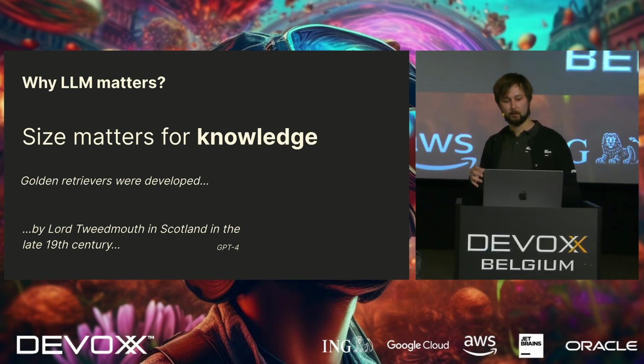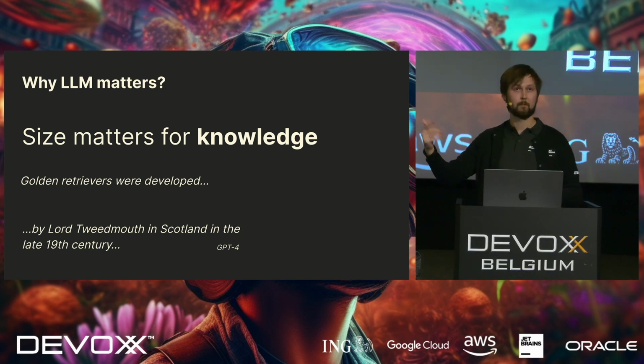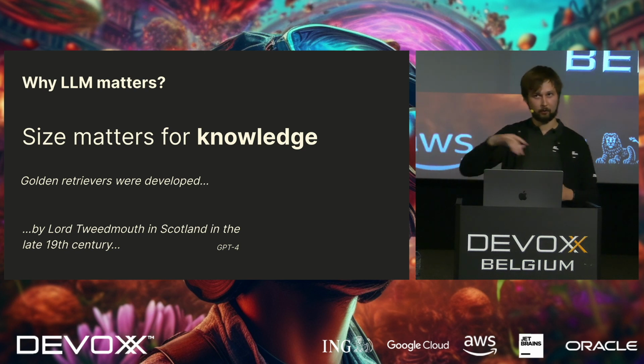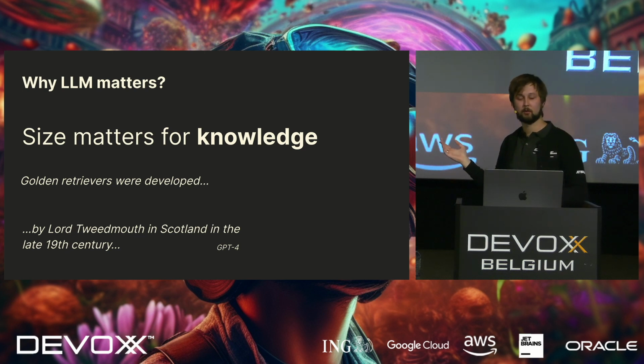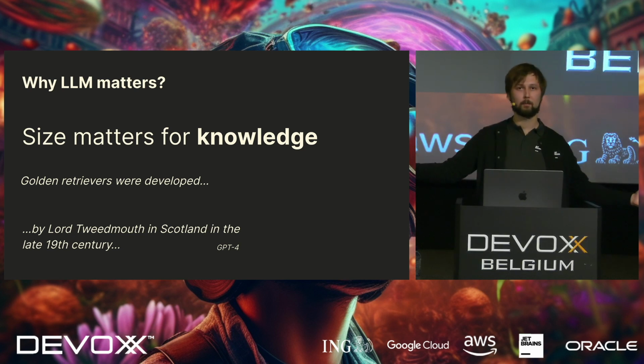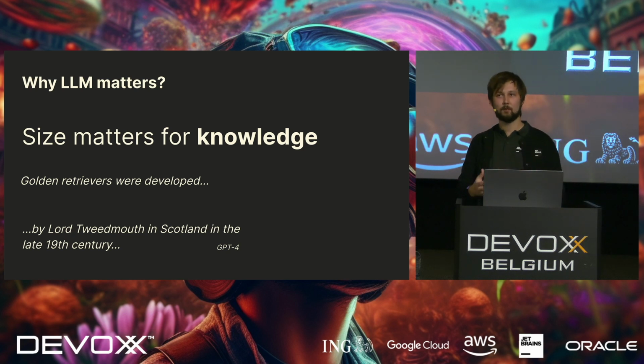a lot more information. For example, about golden retrievers, it would know that golden retrievers were developed by whom? By Lord Tweedmouth, where? In Scotland, in which century? Late 19th century. It's actually just predicting token by token based on the previous prefix. This is answered by GPT-4. Size actually matters for knowledge. The whole thing between GPT-2 and GPT-4 is that we have a lot bigger size, and it just absorbs a lot more information and is capable of retrieving it and representing it back.